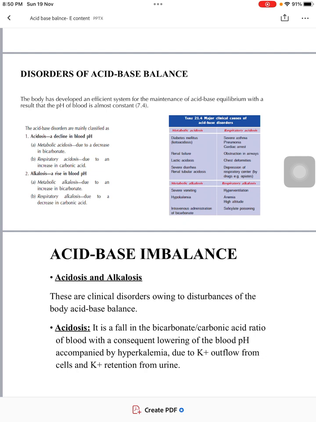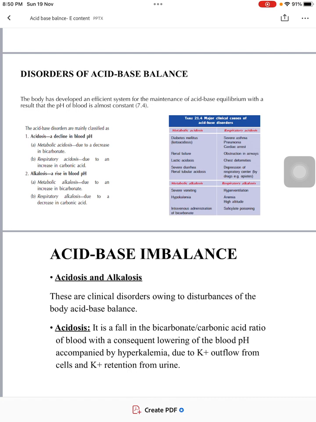Disorders of acid-base balance. The body has developed an efficient system for the maintenance of acid-base equilibrium, with the result that the pH of the blood is almost constant, that is 7.4. The acid-base disorders are mainly classified as acidosis, a decline in blood pH, and this can be either metabolic acidosis or respiratory acidosis. Metabolic acidosis is due to decrease in bicarbonate, whereas respiratory acidosis is due to an increase in carbonic acid.